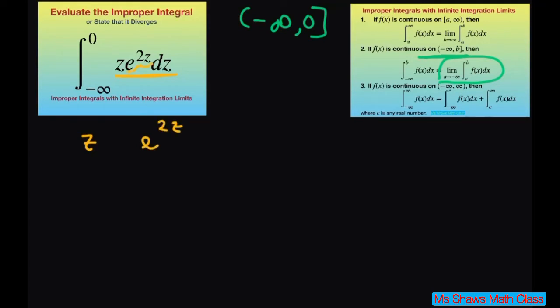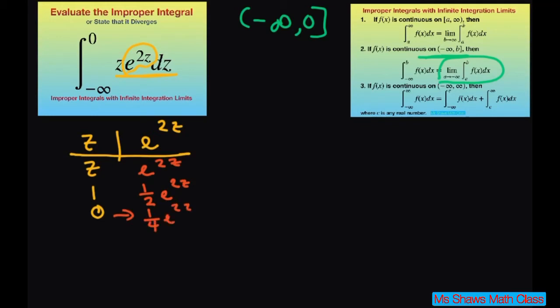And for e to the power of 2z, you take all the integrals. So you copy down z, derivative of z is 1, derivative of 1 is 0. And then for e to the power of 2z, you integrate it. So that's going to be, copy down the function first, and then you integrate. So that's going to be 1/2 e to the 2z power. And then you match up to the 0. That's going to be 1/4 e to the 2z power.